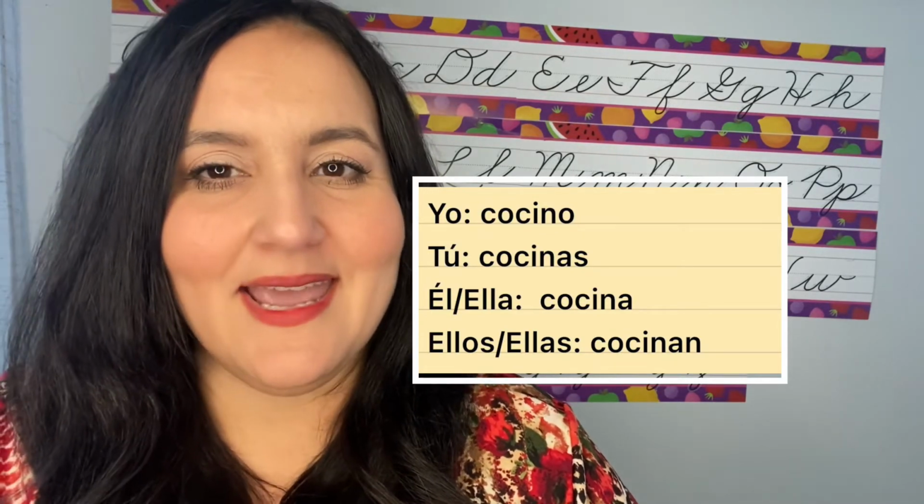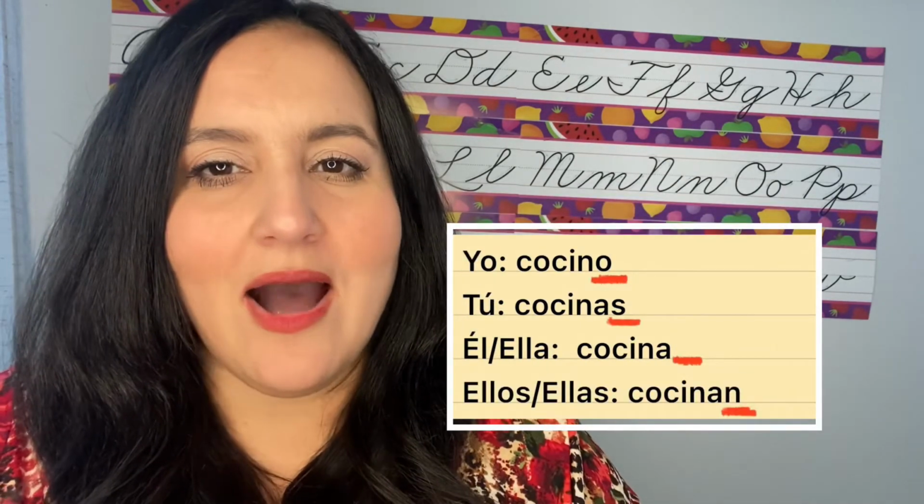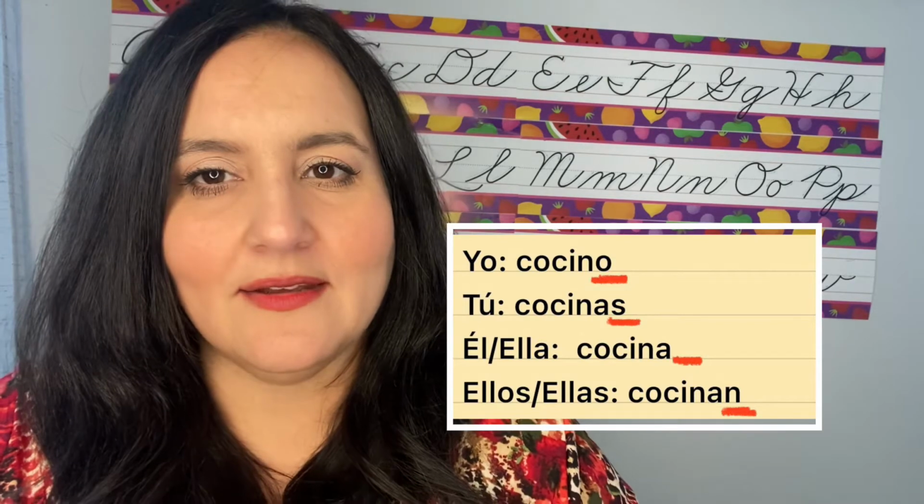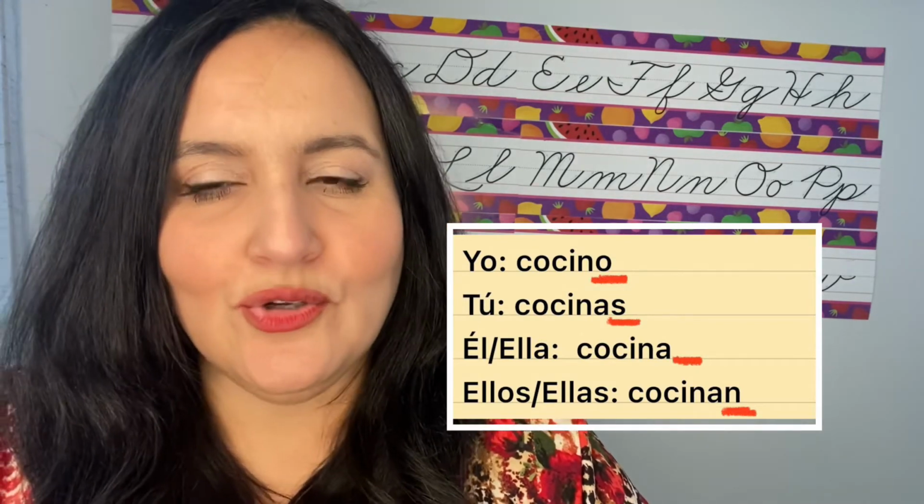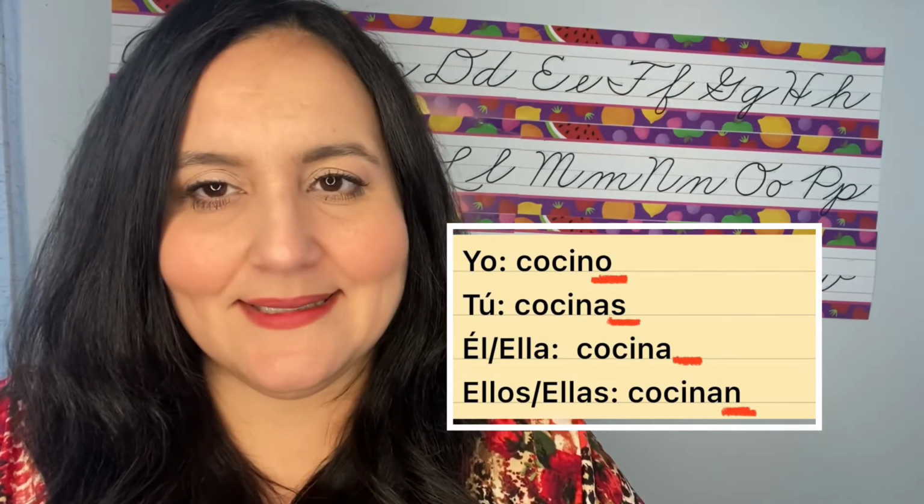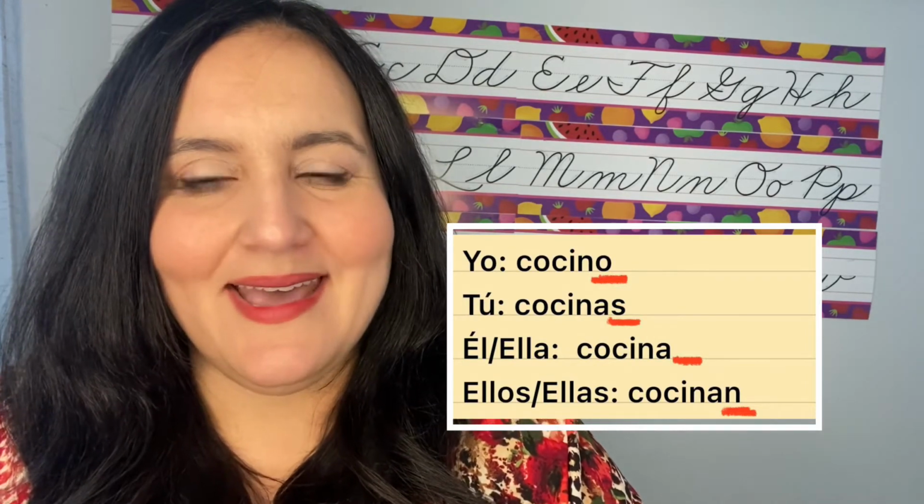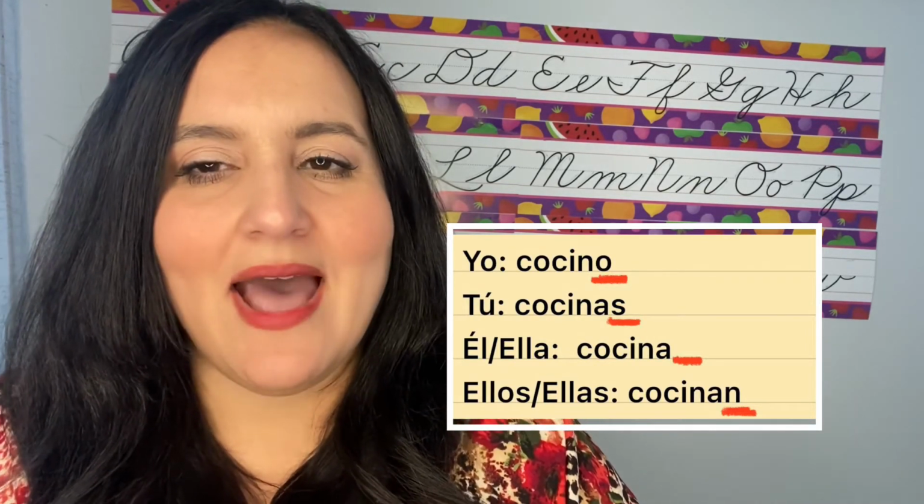Have you noticed again? The pattern when it comes to I, yo, it turns into an O. Okay? When the second one, tú, you usually add an S. In the third one, you take away the S. And in the last one, you add the N.